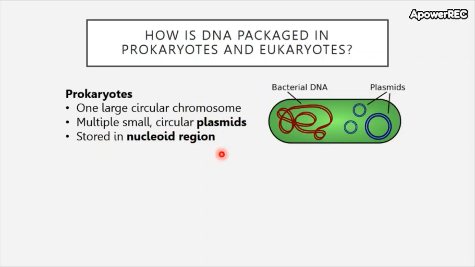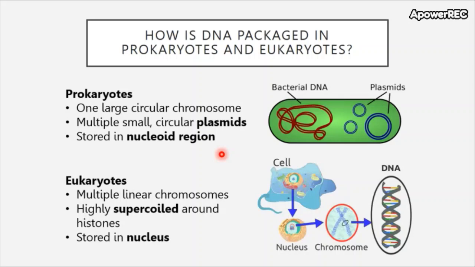This is not a nucleus, and so the nucleoid region is not contained in its own organelle that is membrane limited. In eukaryotes, they're much different. They tend to have multiple, not always, but they tend to have multiple copies of the chromosomes. They are always linear, and they are highly supercoiled around histones. We'll discuss what the supercoiling is in a moment, and they are stored in the nucleus.